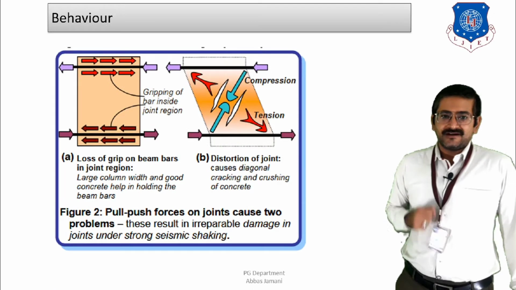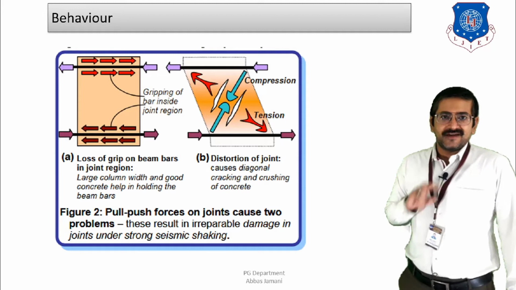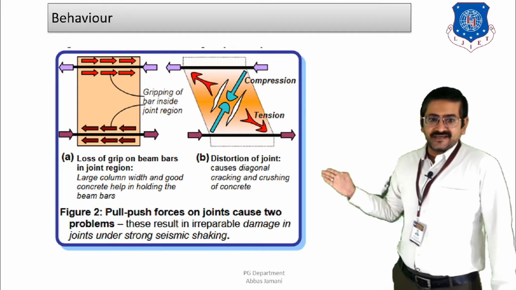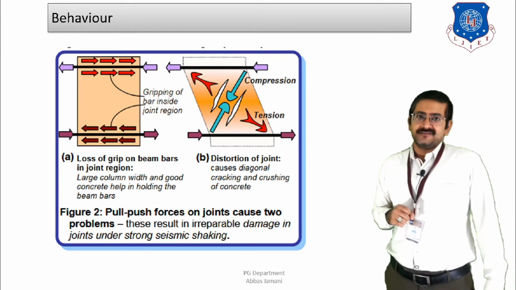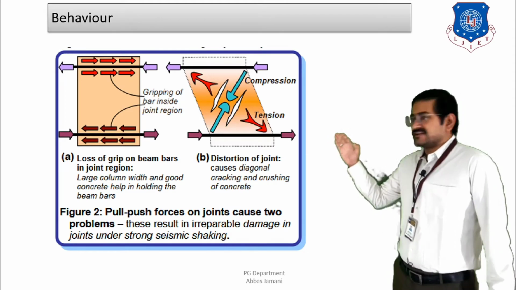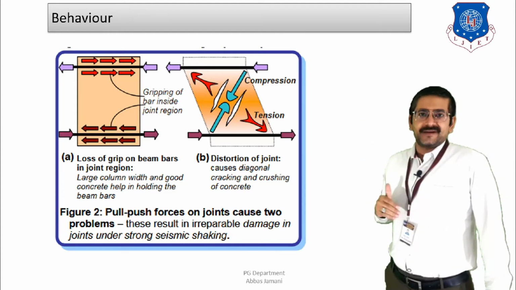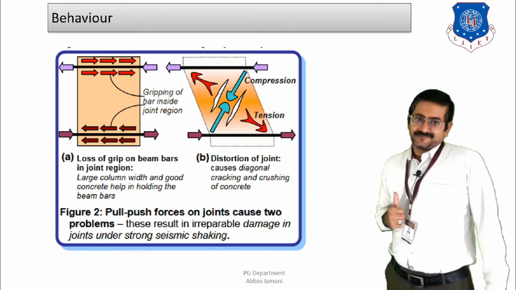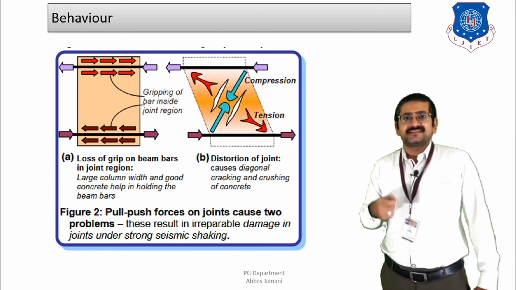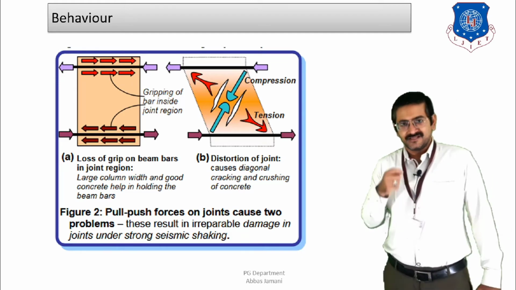The same thing is explained here by means of a figure, where you can see two types of phenomena taking place due to the pull and push action. In the first case, the loss of grip of bars in the beam is shown. In the second case, the distortion of the joint is shown. In the first case, the top bars are going to be in compression and the bottom bars are going to be in tension. The resistance is offered by these bars in the opposite direction, but this resistance will depend on the bond stress developed between the concrete and the steel.